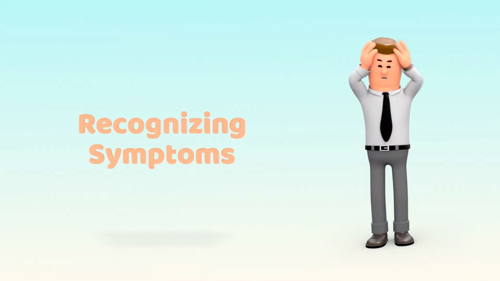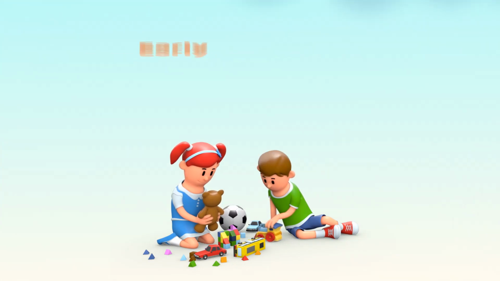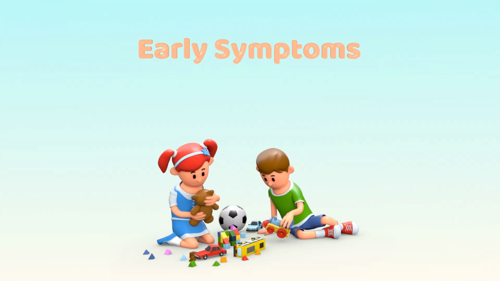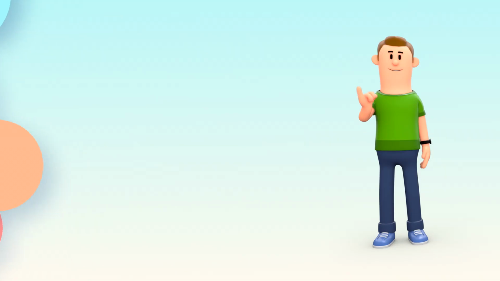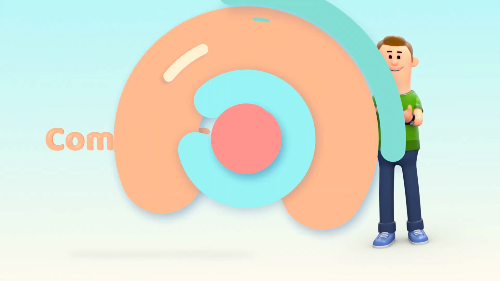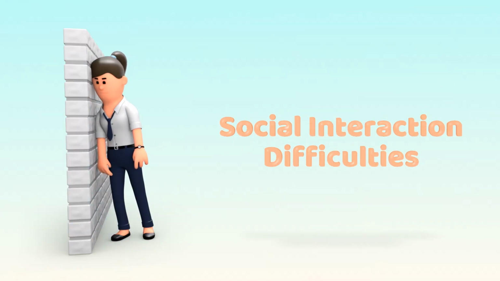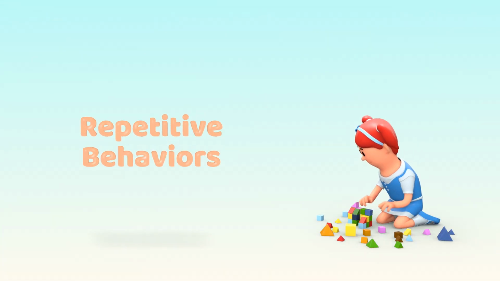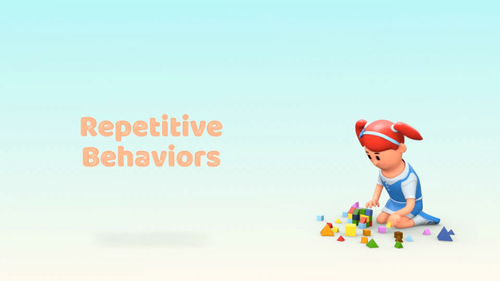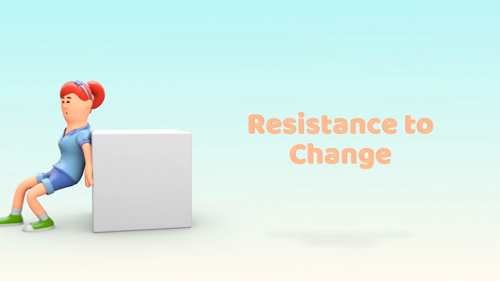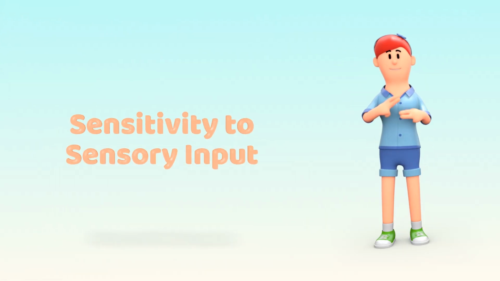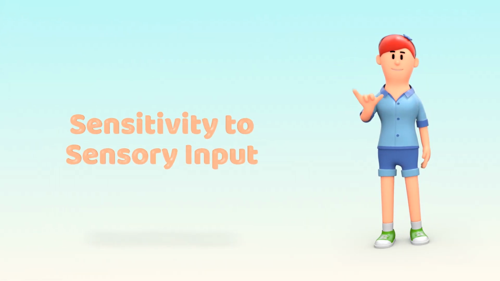Symptoms and signs. The symptoms of autism can be seen early in a child's development. Some common signs include difficulty with social interactions, such as avoiding eye contact or struggling with conversation. Repetitive behaviors, such as hand flapping, rocking, or lining up objects. A strong preference for routines and resistance to changes in daily activities. Hyper or hyposensitivity to sensory stimuli, such as loud sounds or bright lights.